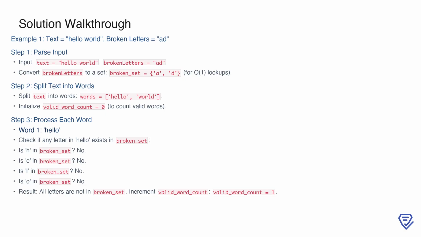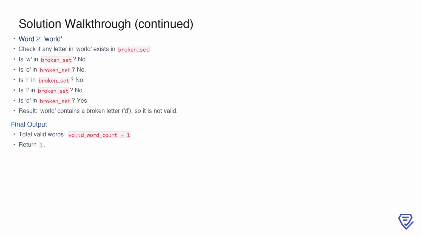For the first word, hello, we check each letter to see if it exists in broken_set. None of the letters h, e, l, or o are found in the broken set, which means hello is a valid word. We increment the valid_word_count to 1. Now we move on to the second word, world. Again, we check each letter against the broken_set. The letters w, o, r, and l are not found in the broken set, but the letter d is. Since world contains a broken letter, it is not valid, and the count remains unchanged. At the end of this process, the total number of valid words is 1, and we return 1 as the final output for this example.